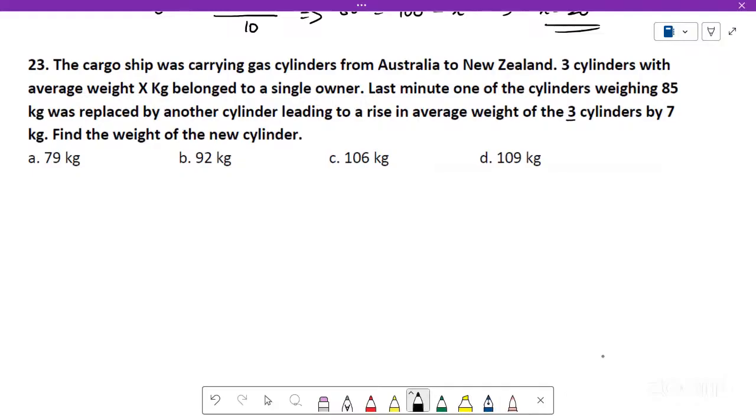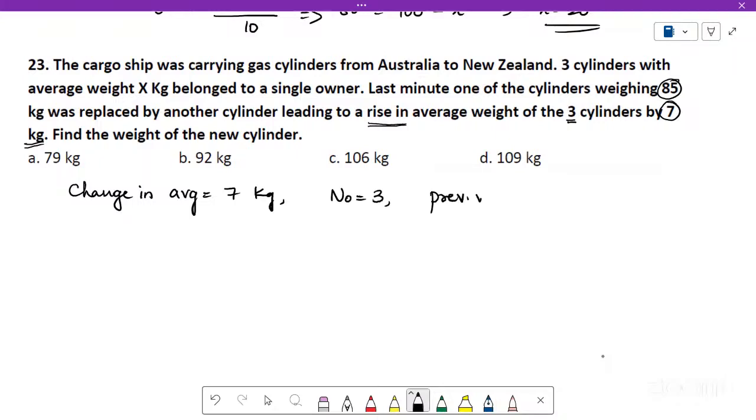Here, the number of cylinders is 3, so N is 3. The rise in average means the change in average is this 7 kg. Previous value was 85. It is replaced by another cylinder whose value is what we are supposed to find. So what is the change in average? Change in average is 7 kgs. Number of cylinders is 3. The previous value of the cylinder, one of the cylinders that is replaced, is 85. We are supposed to find the new value. Okay.